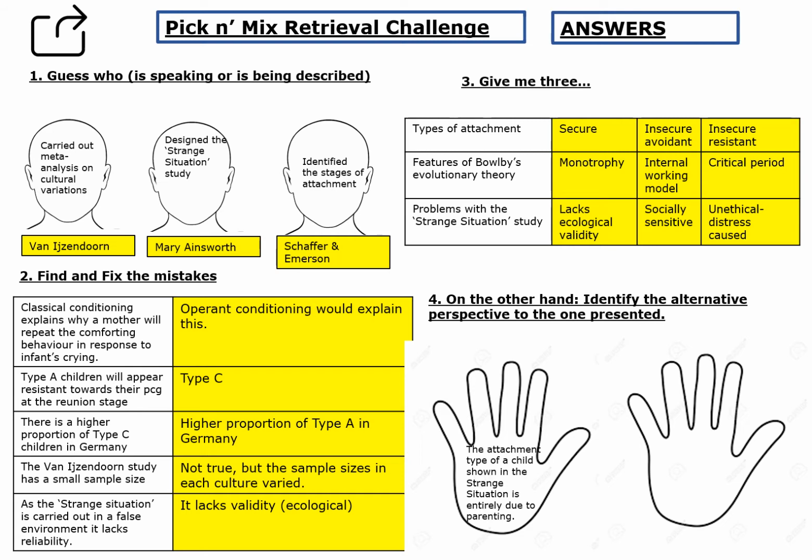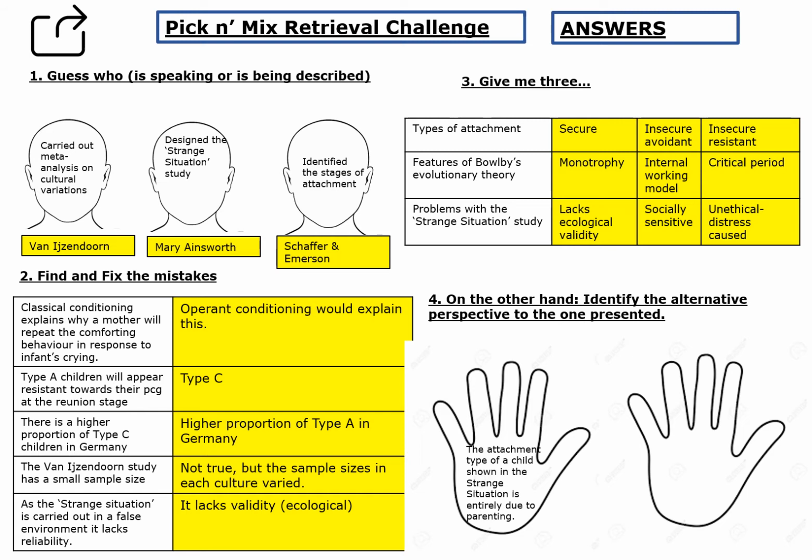For our Give Me 3, that should be quite straightforward. Remember, for Bowlby's evolutionary theory, we're using our SMACI acronym to help remember the key features. I just picked 3 of them, you might have picked others. And when it comes to evaluating or identifying the problems with The Strange Situation: lacks that ecological validity, socially sensitive, and we could argue it's unethical because of the high levels of distress it causes for those type C children.